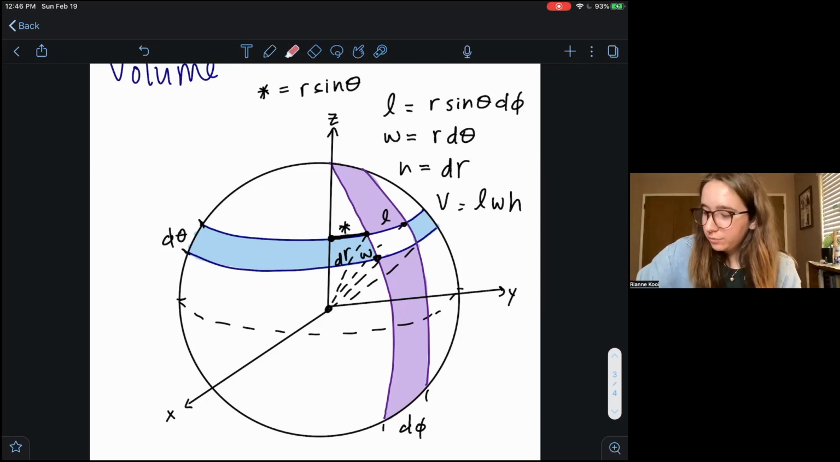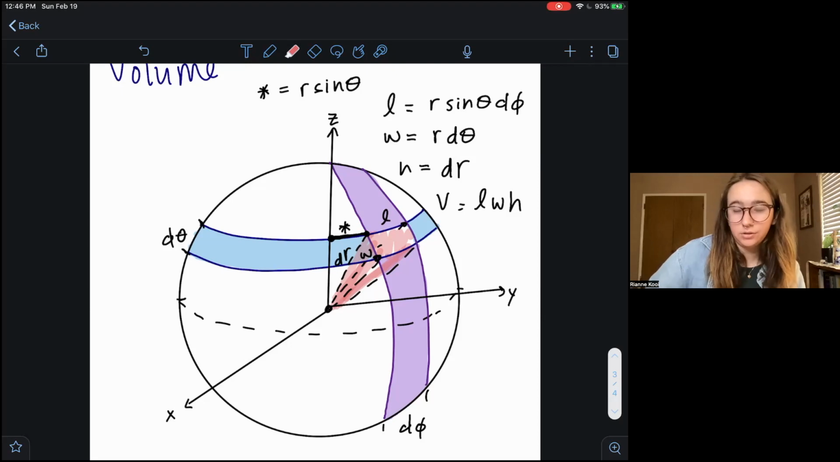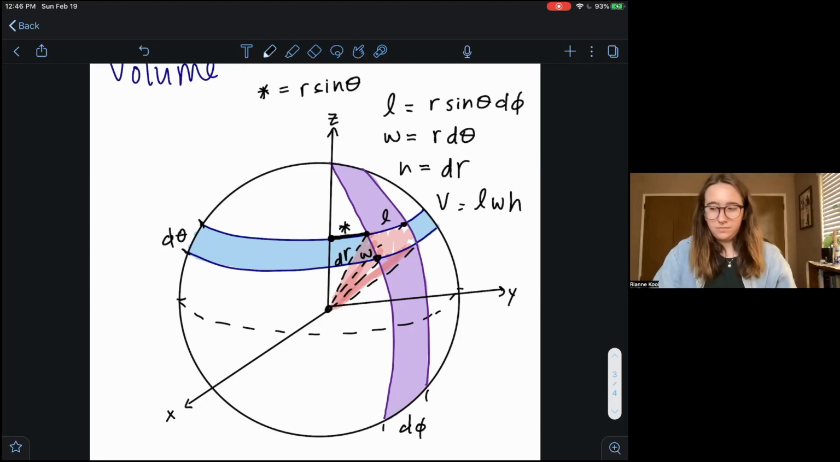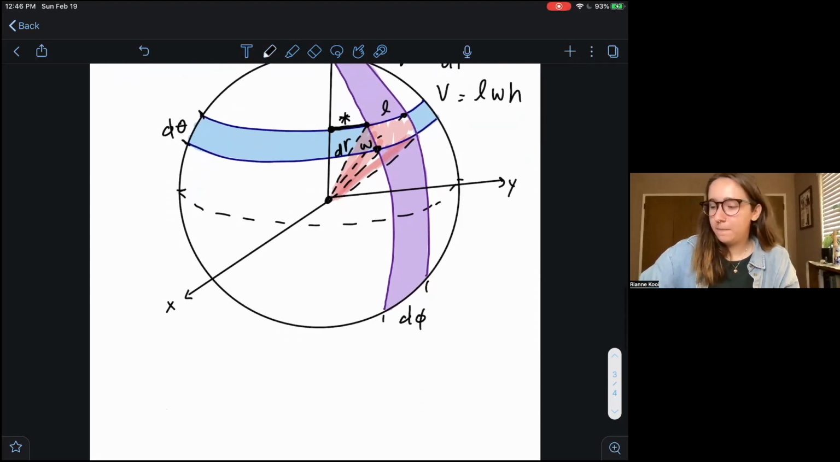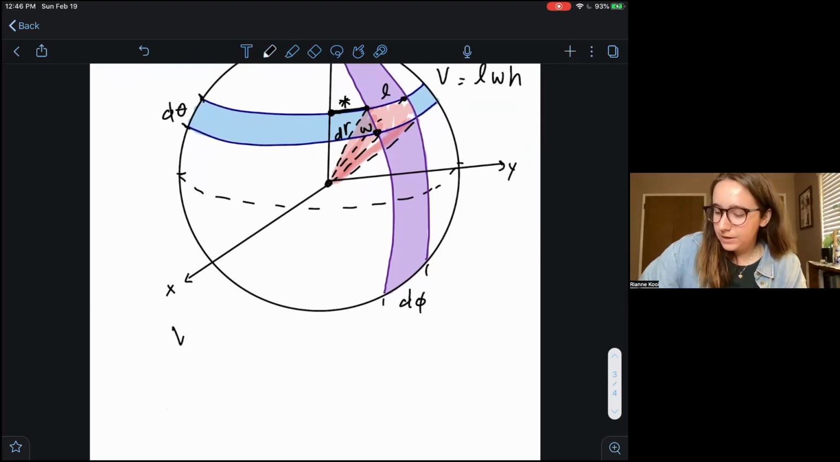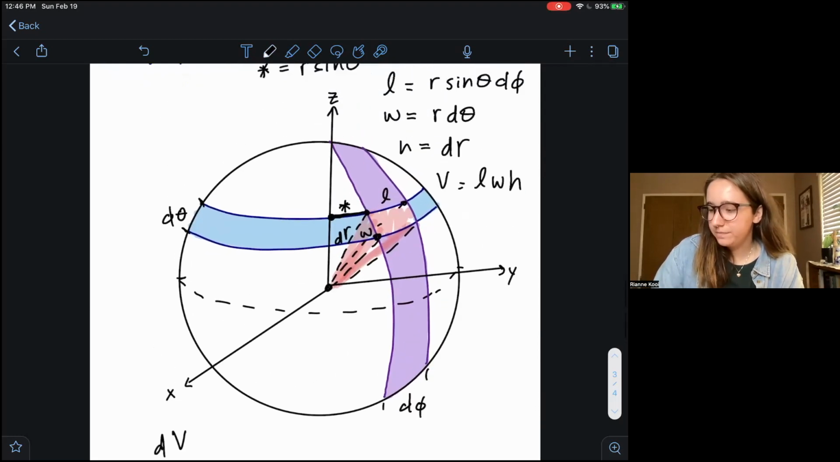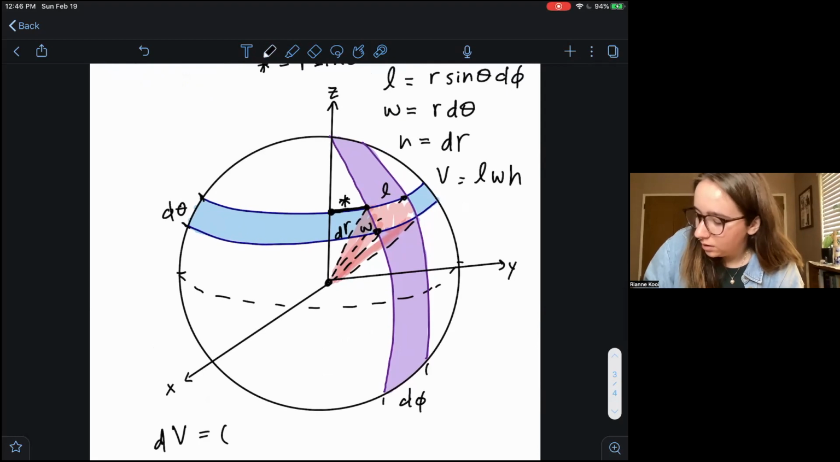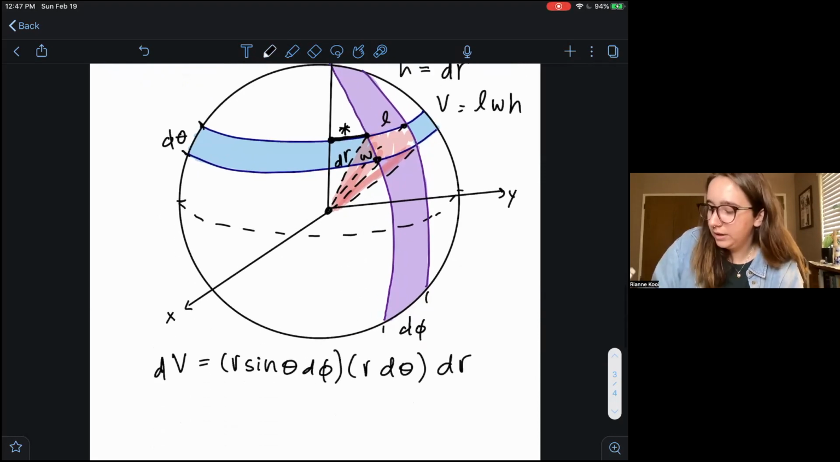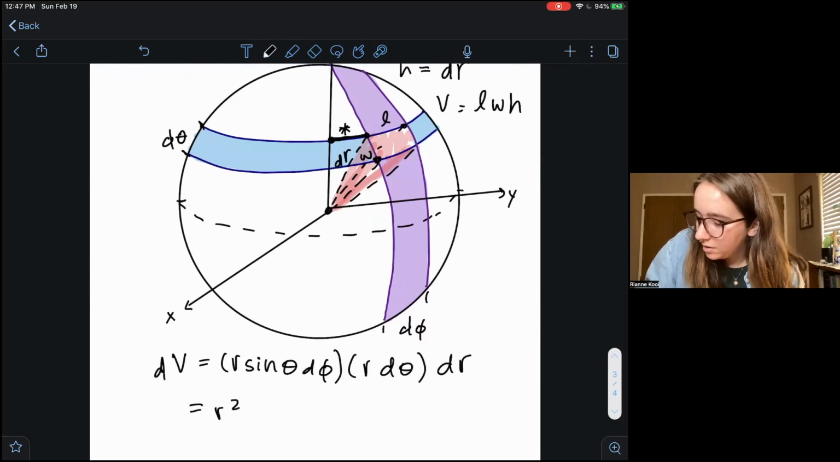So now our shaded region is this right here. So now we want to integrate over every single little volume of that. So our dV, let's call that our dV, is just r sine theta d phi times r d theta times dr. So cleaning that up a bit, we have r squared sine theta dr d theta d phi.